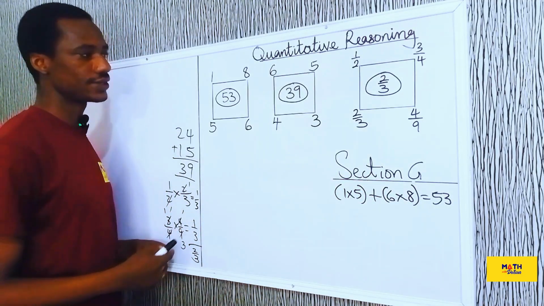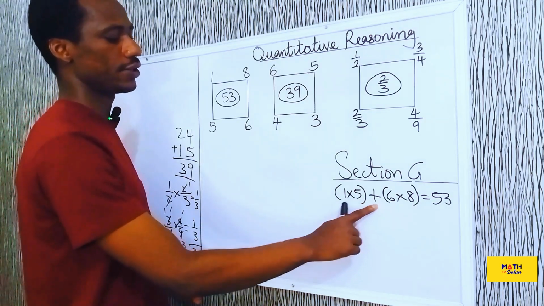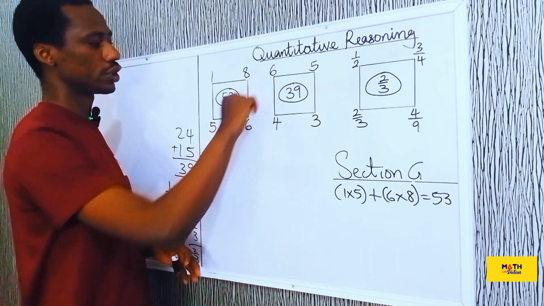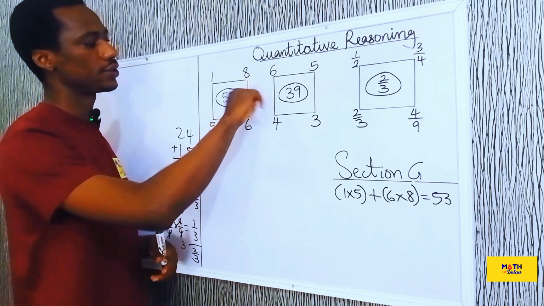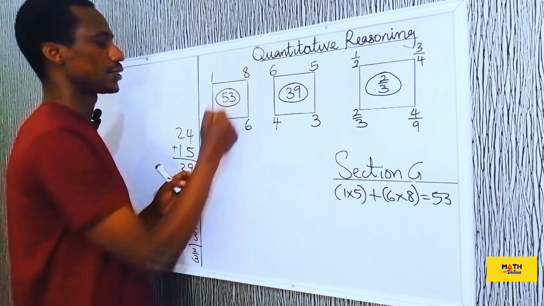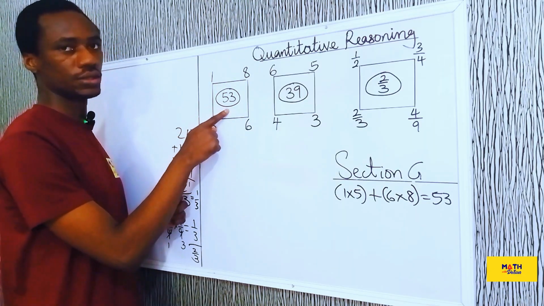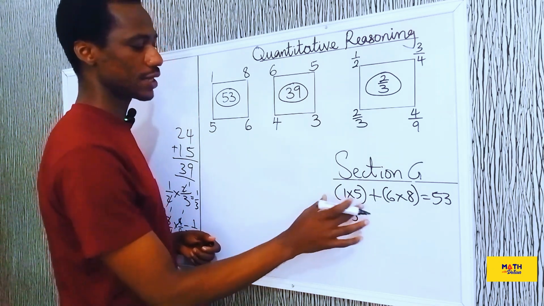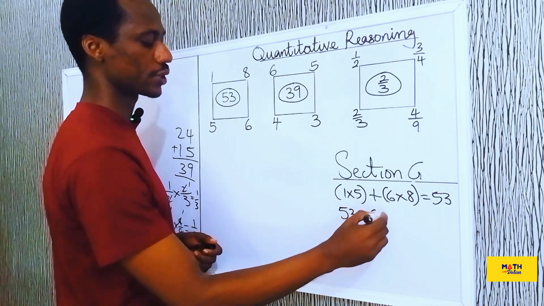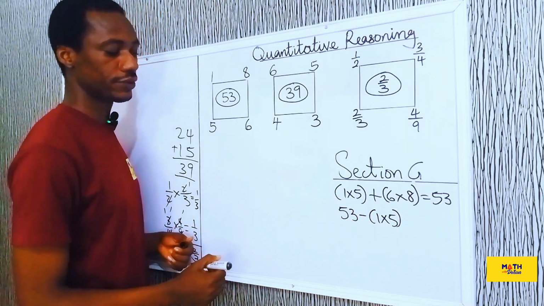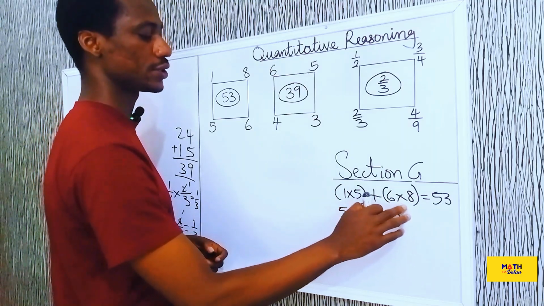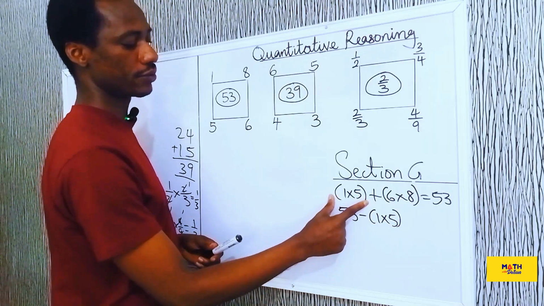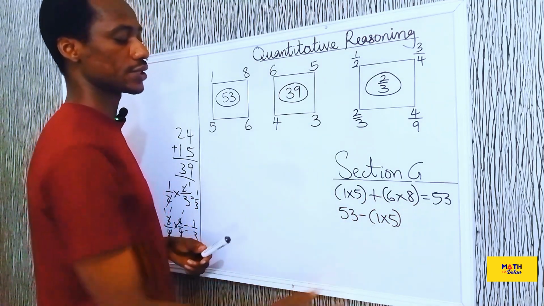So if you are reversing this, very easy, since the last thing you did was addition, okay? But you have to do the complete part first. So if this part is complete, you multiply it and then subtract that from the total, leaving you with this multiplication. So now I'll subtract, let's say I have 1 times 5 complete. I'll subtract that part from 53, and that will leave me with 6 times 8.